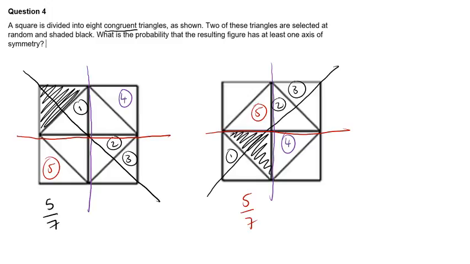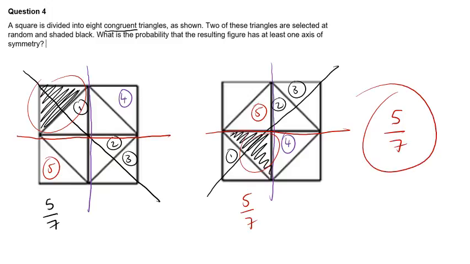Now, we're equally likely for that first triangle to be shaded to be a corner or an inside one. So overall, the probability that there's at least one axis of symmetry is just 5/7.